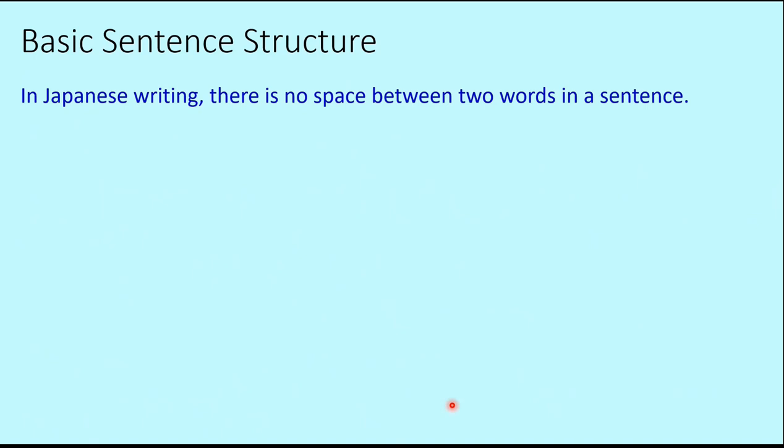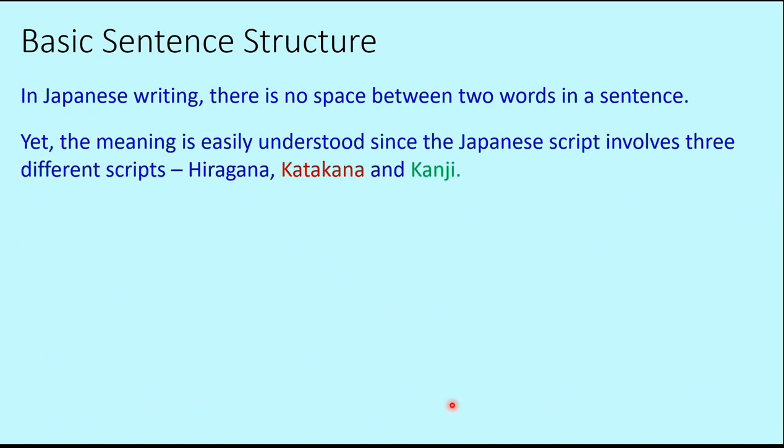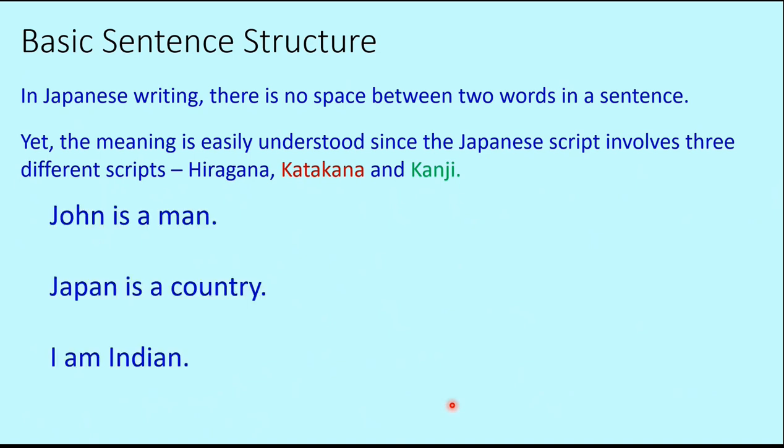In Japanese writing, there is no space between two words in a sentence. Then you might wonder, if everything is written in one go in a sentence, how do they understand the meaning of the sentence, what meaning that sentence is conveying. That is not a problem for the Japanese people, since they write the sentence in three different scripts: hiragana, katakana, and kanji. So let's see how it works.